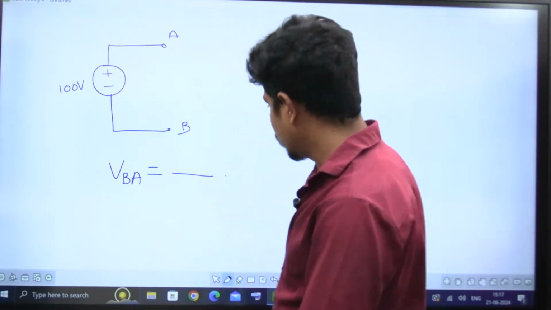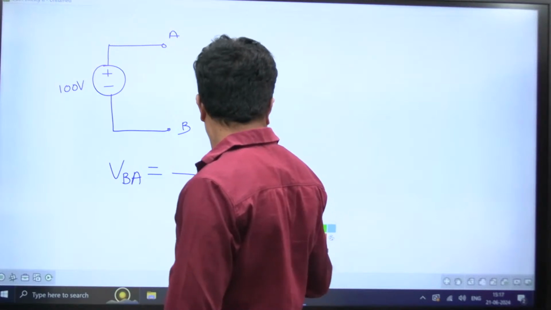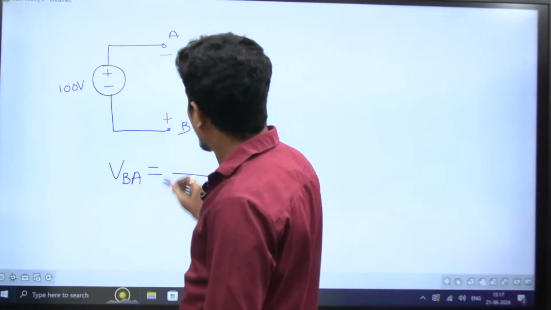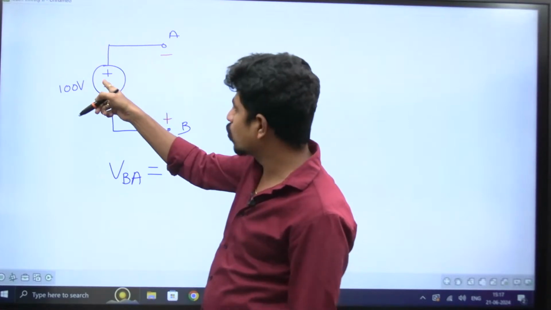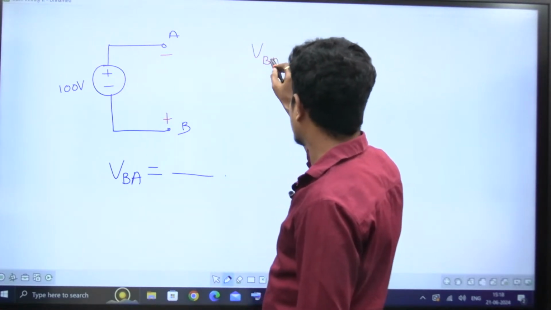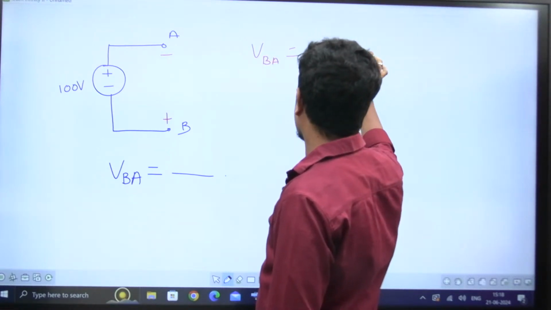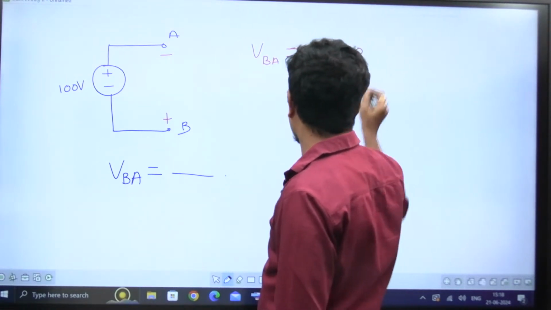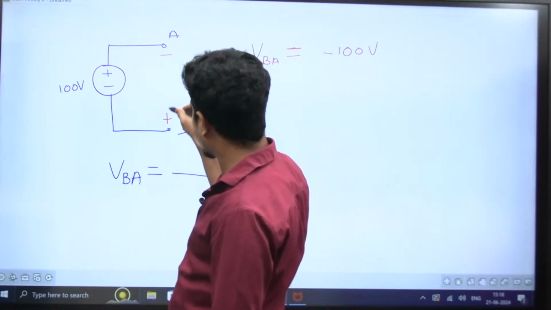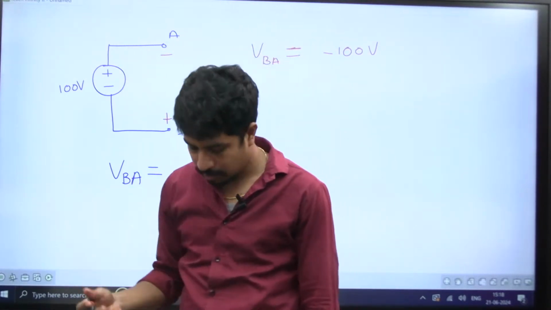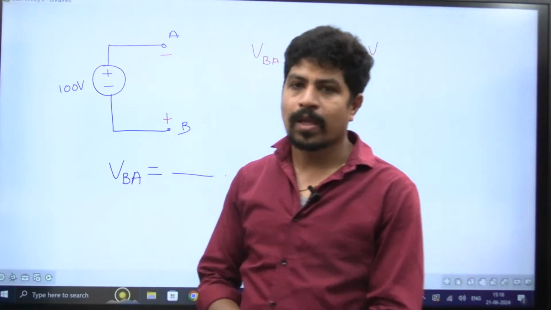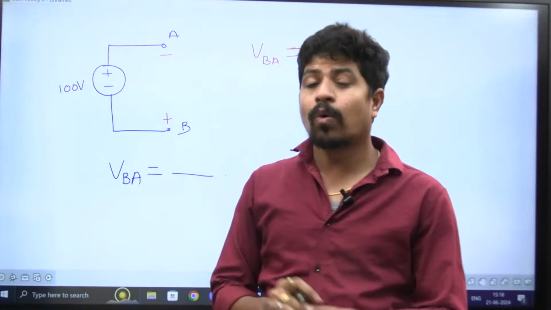As I told you, the same process. You want VBA, so put plus at B, minus at A. What you want is exactly opposite to what is there. Therefore, VBA is equal to minus 100. Why is it minus 100, sir? Because what you want is opposite to what is there. So this is how we have to see what is there.